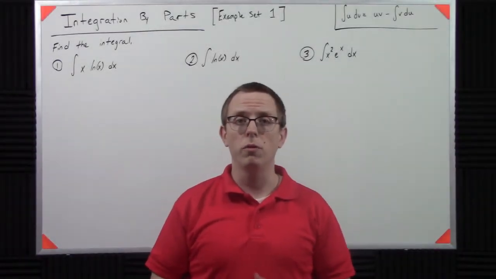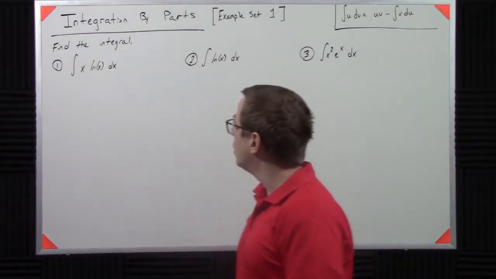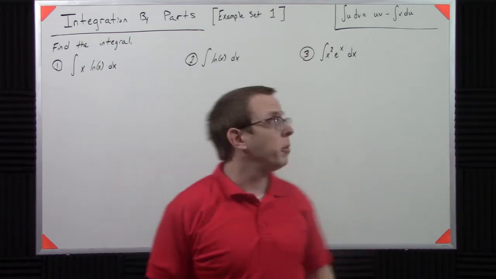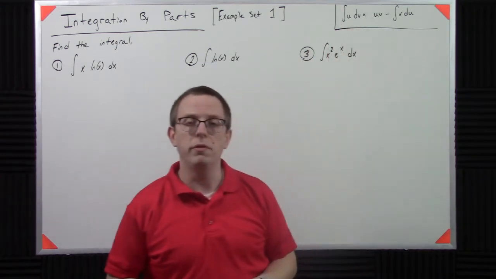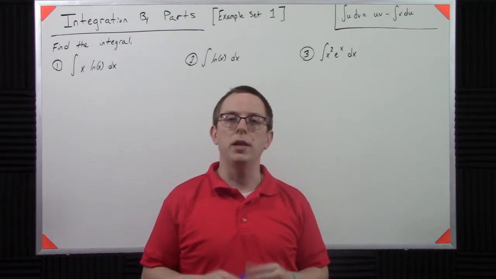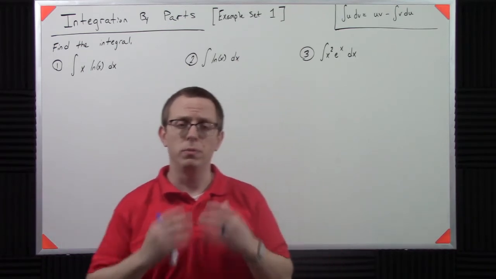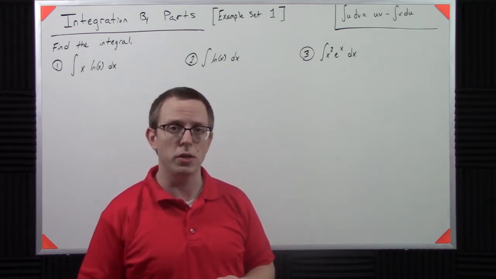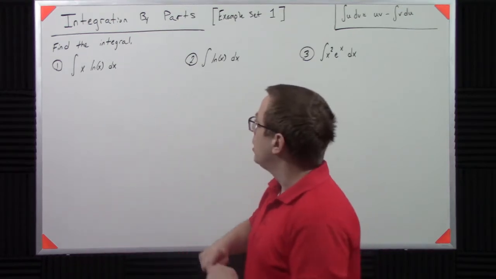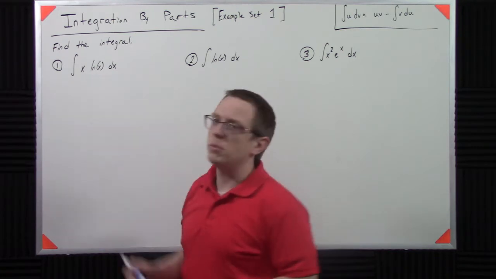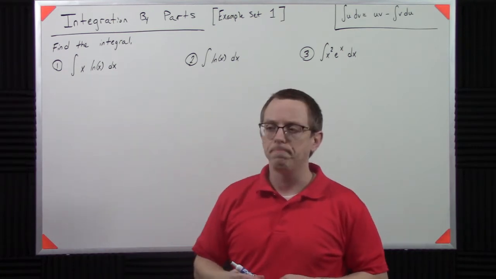Let's do a few problems involving integration by parts. Remember that our formula here is that the integral of u dv equals uv minus the integral of v du. So refresh yourself in the previous video if you need to get back up to speed on the process there. Our first integral is the integral of x times natural log of x dx.